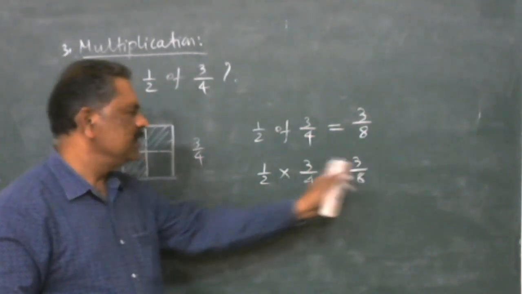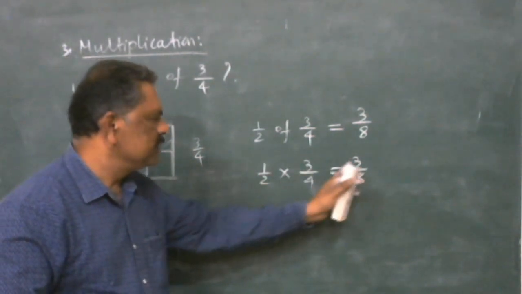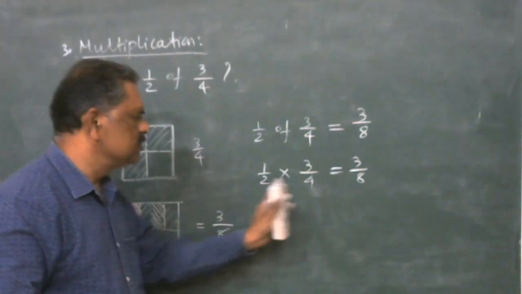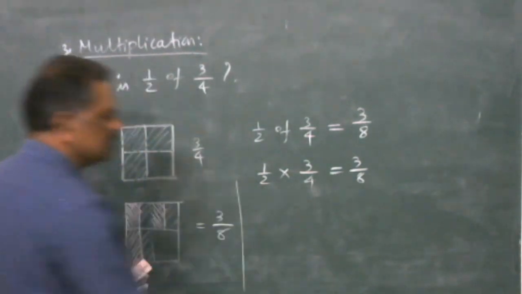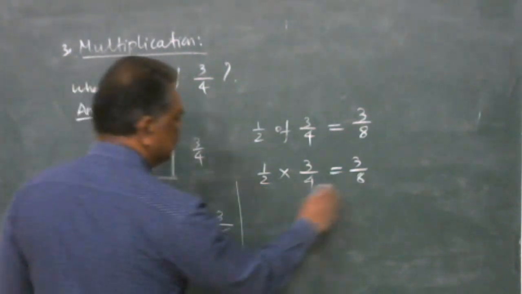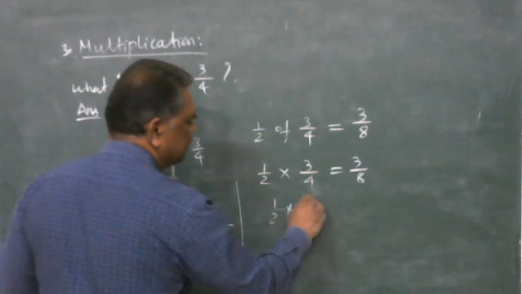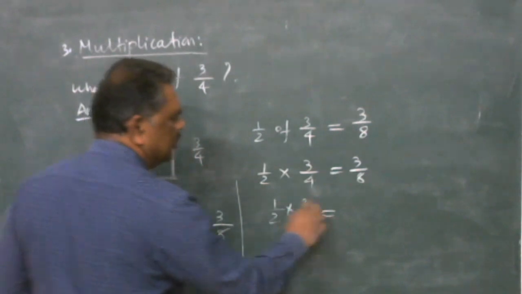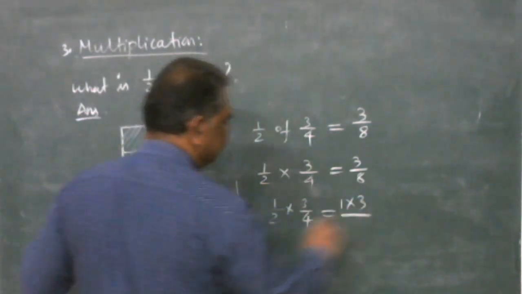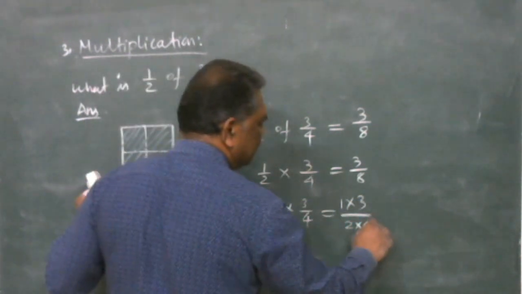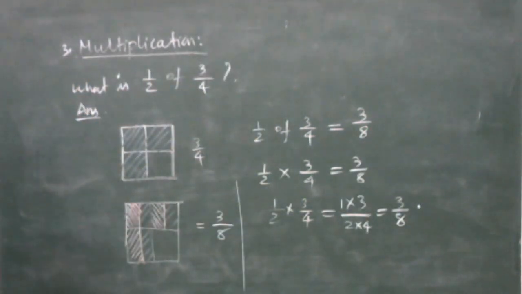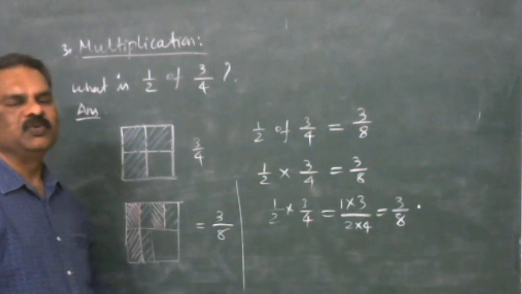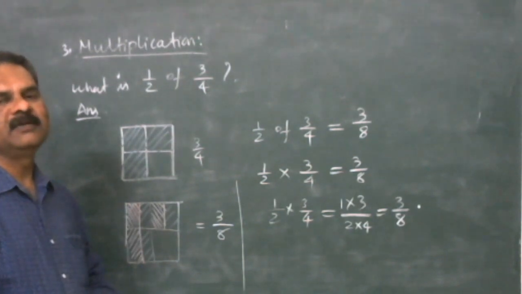How do you get 3? Just multiply 1 into 3, 3. How do you get 8 there? Just 2 into 4, 8. So the simple multiplication rule is multiply the numerators and multiply the denominators. For example, 1 by 2 into 3 by 4 is equal to 1 into 3 divided by 2 into 4. 1 3s are 3, 2 4s are 8. So it becomes a rule. This is the rule we use for multiplying two fractions.